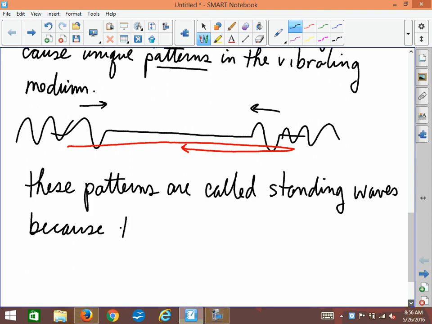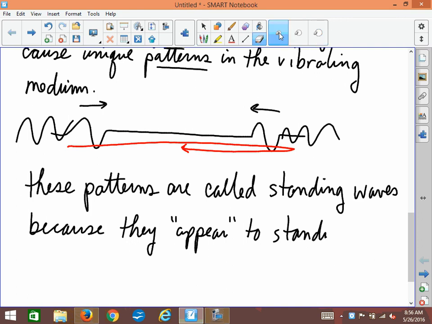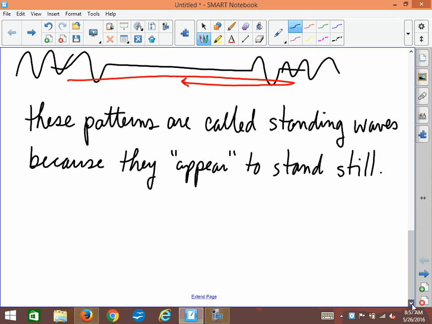Because up here, we'll put that in quotation marks, "stand still." They are not really standing still, because there are waves shooting back and forth through the medium continuously. But the way the waves interfere gives us the illusion that they are standing still. The way they interfere with each other. Okay.